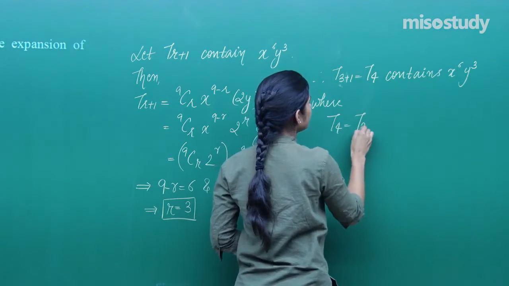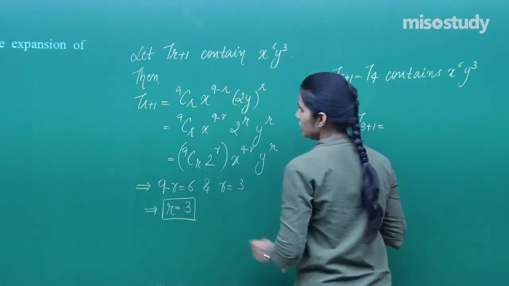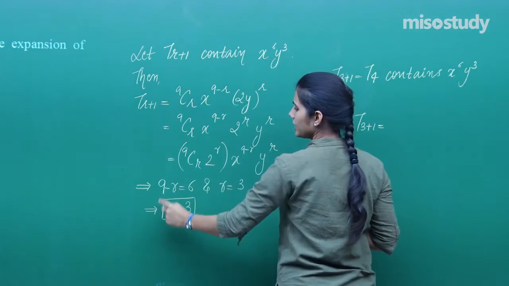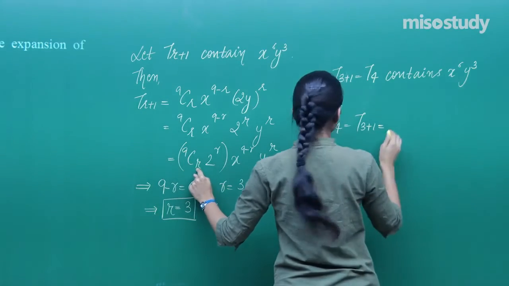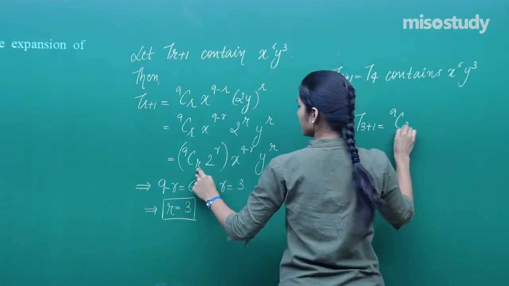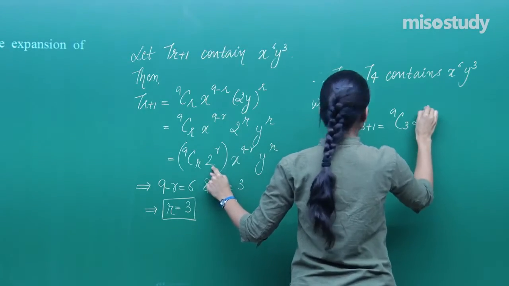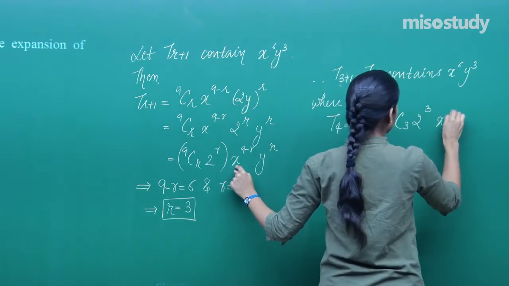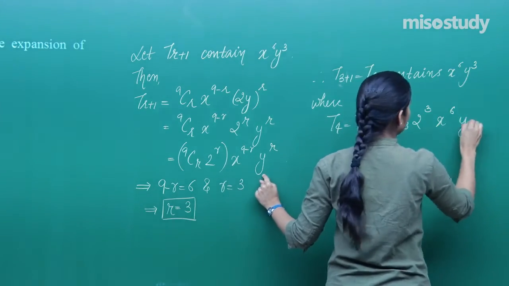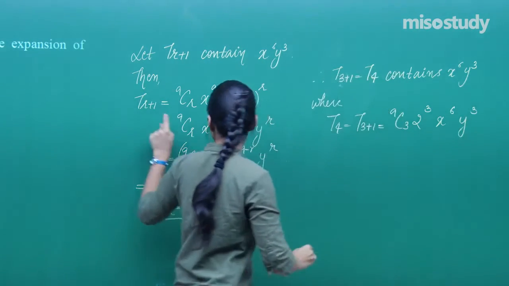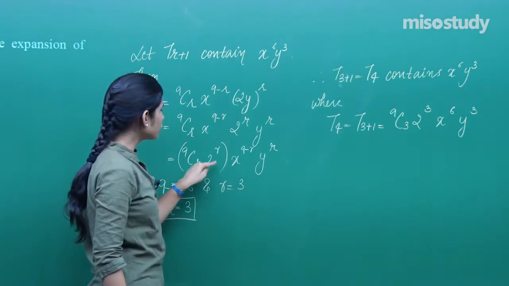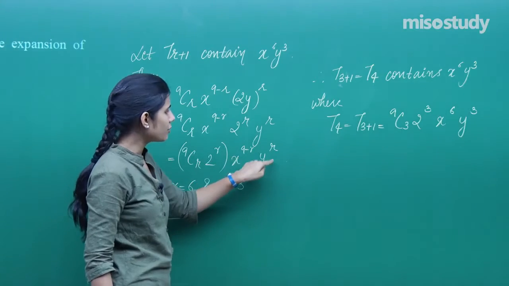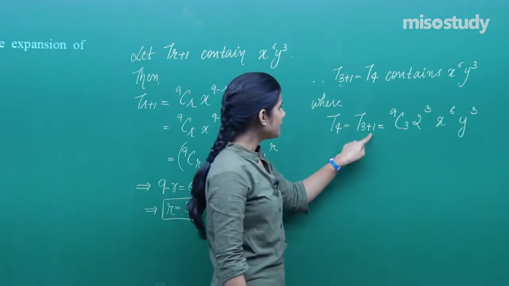What is T4? T4 is nothing but T(3+1). What is T(3+1)? It is 9C3, 2^3, x^6, y^3. What is T(r+1)? 9Cr, 2^r, x^(9-r), y^r. What is T(3+1)?